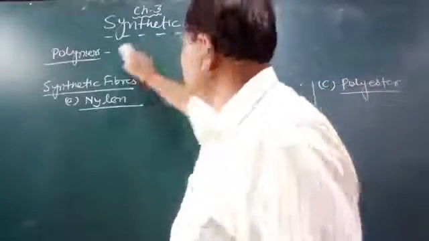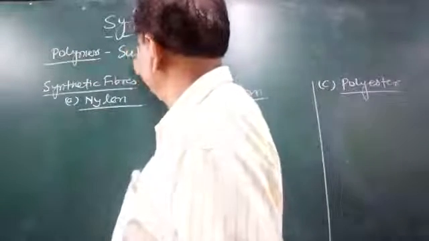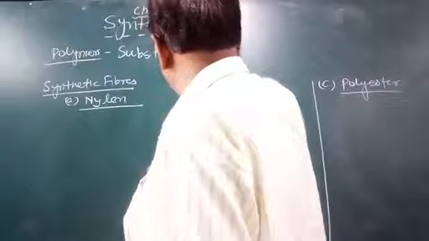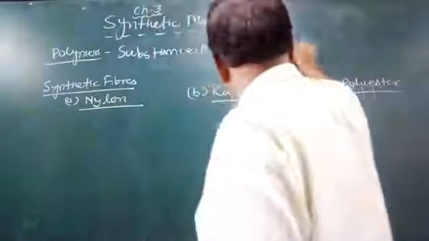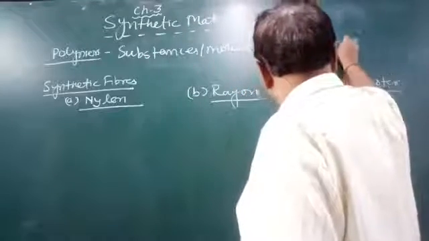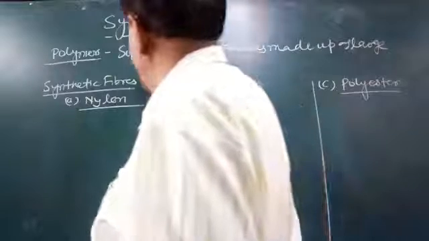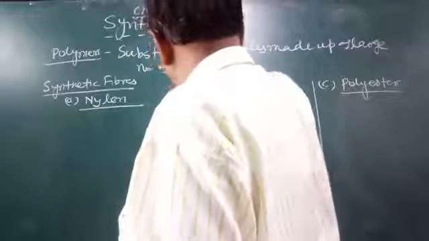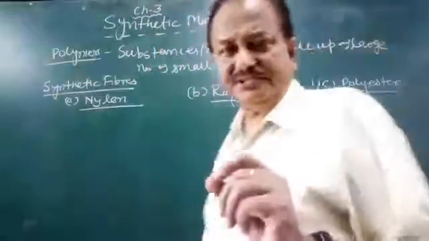Polymers are the substances or molecules made up of a large number of the small units. Large number of small units.